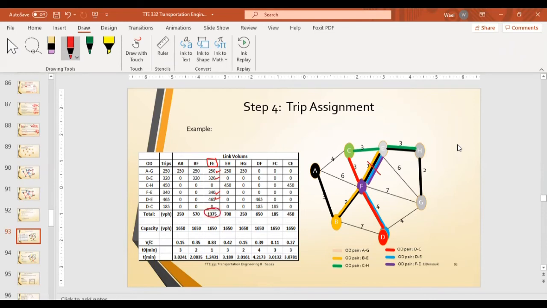Okay? So this way, with this traffic assignment approach, we can determine the volumes on each link. Of course, this is not the optimum way of making traffic trip assignments, but that's an easy approach to start with, so that could be a starting point. Any questions so far?